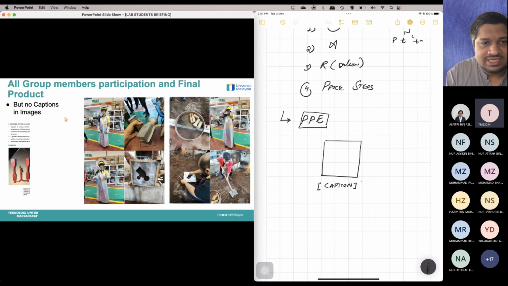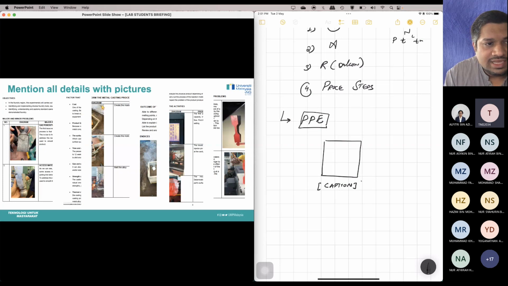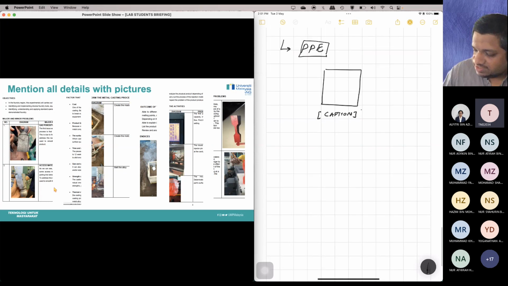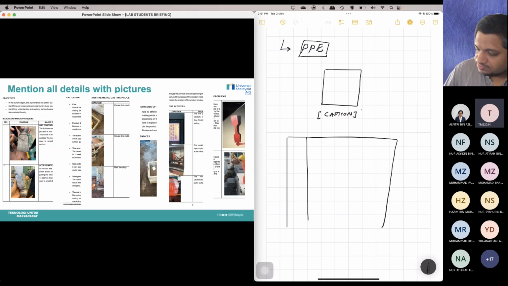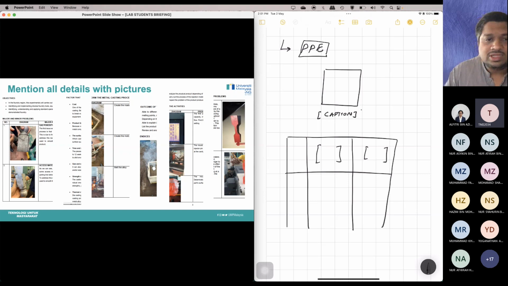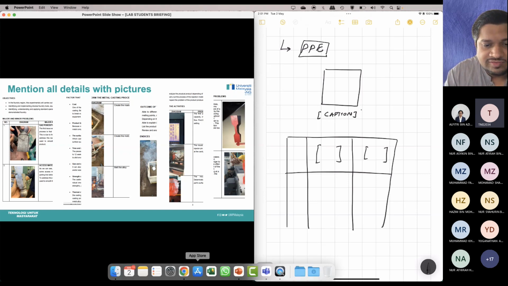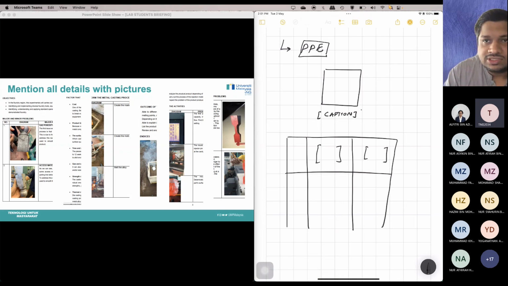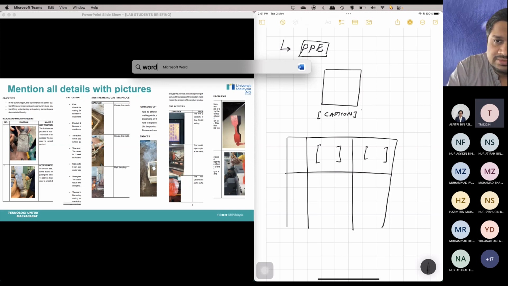And also you can see that here they have put a small table. They have made a small table in Microsoft Word, and then they have put the picture here and the description here. You can do the same in Microsoft Word also. Just open Microsoft Word.